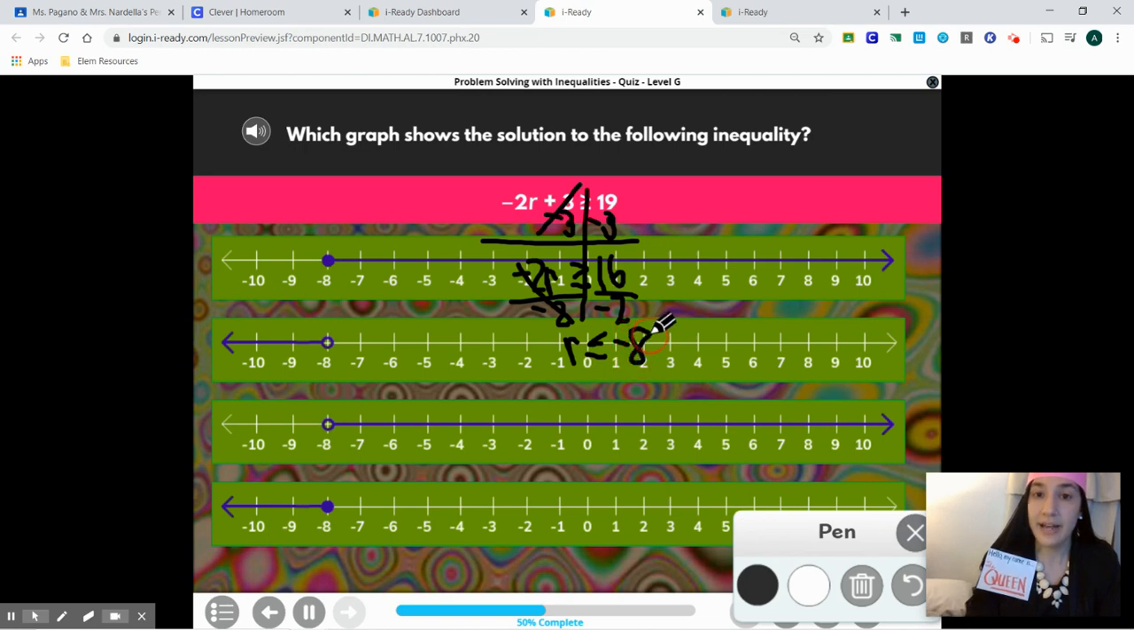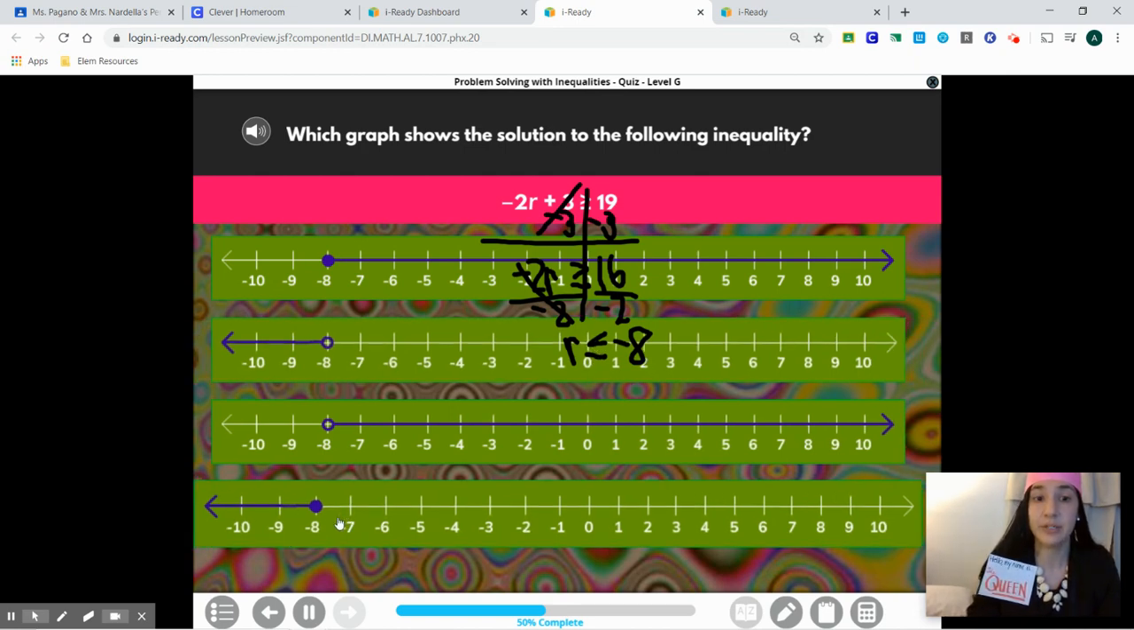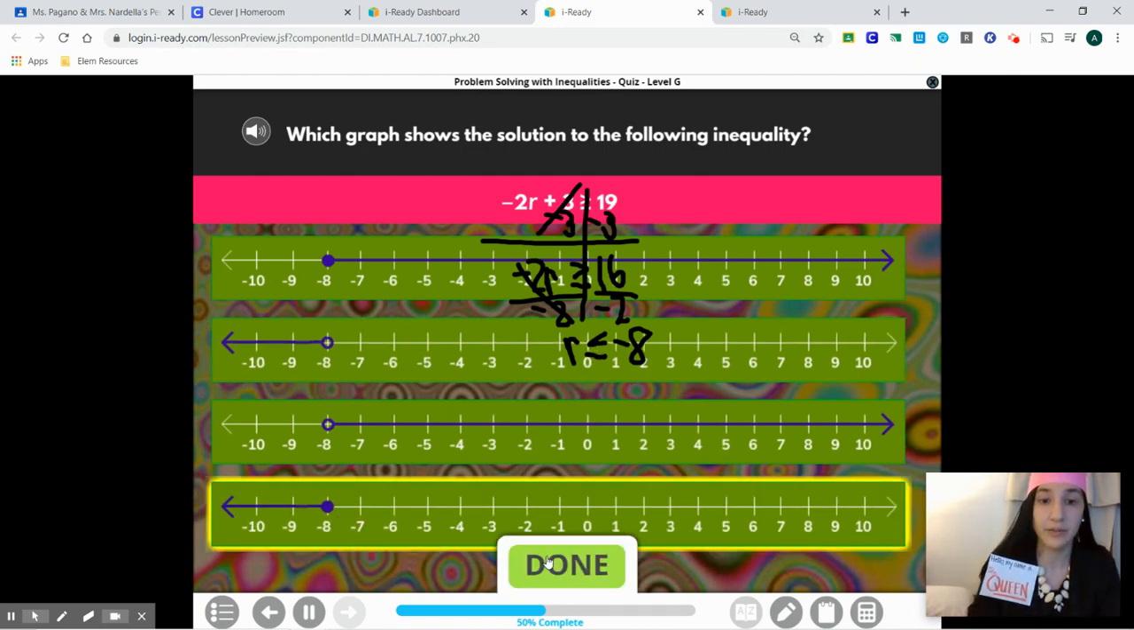We see that we have a less than or equal to symbol, which means it's a closed circle on our negative 8. Okay, and now we want to look at the direction of our arrow. We're talking about the numbers that are less than negative 8, so they're the numbers to the left of the negative 8 on the number line.